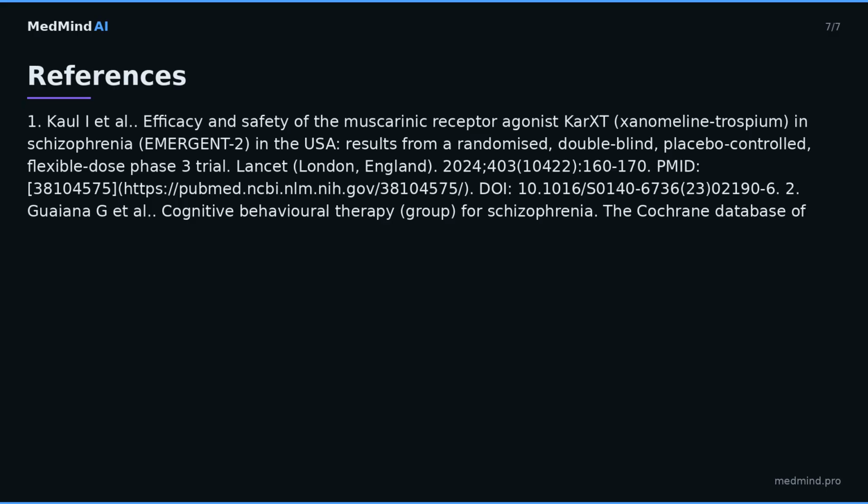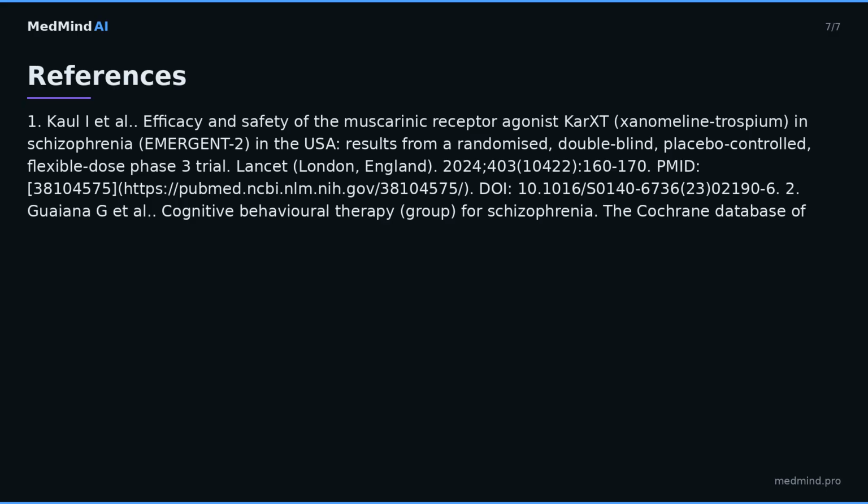3. Siskind D. et al. Efficacy and safety of semaglutide versus placebo for people with schizophrenia on clozapine with obesity, COAST-2, phase 2, multi-center, participant and investigator blinded, randomized controlled trial in Australia. The Lancet Psychiatry. 2025, 12, 7, 493-503. PMID 40506208. https://pubmed.ncbi.nlm.nih.gov/40506208. doi 10.1016/S2215-0366(25)00129-4.